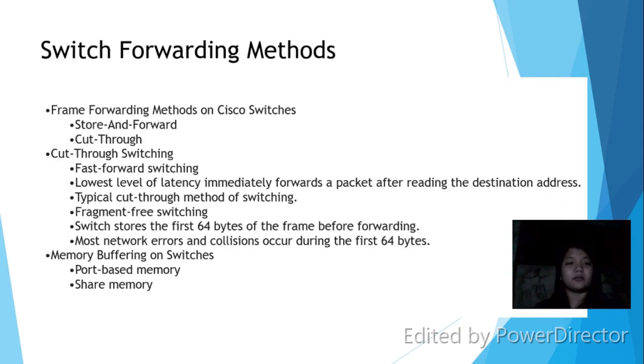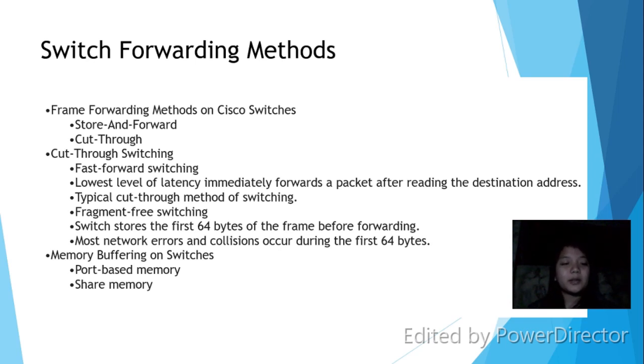Switch forwarding methods. Frame forwarding methods on Cisco switches: store and forward, which means that after the frame is stored, it will be forwarded. Then cut-through switching, fast-forward switching, has the lowest level of latency and immediately forwards a packet after reading the destination address. In cut-through, it will not store, while in store and forward, it will store first, then forward.